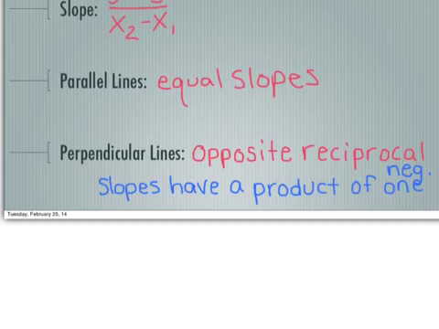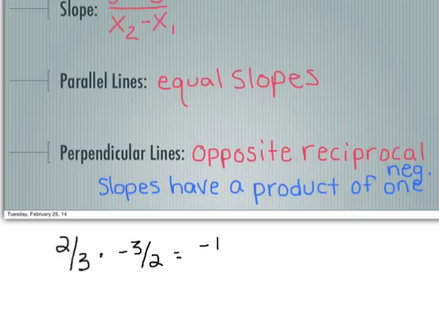Let's say I have a line with a slope of 2/3, and you wanted to make it perpendicular. If you're thinking opposite reciprocal, what would you do? Negative 3 over 2, yep. When I multiply fractions, I multiply straight across. So if I were to multiply these together, I would get 2 times negative 3 is negative 6. 3 times 2 is positive 6. And negative 6 over 6 is equal to negative 1. So that's why the opposite reciprocal works.